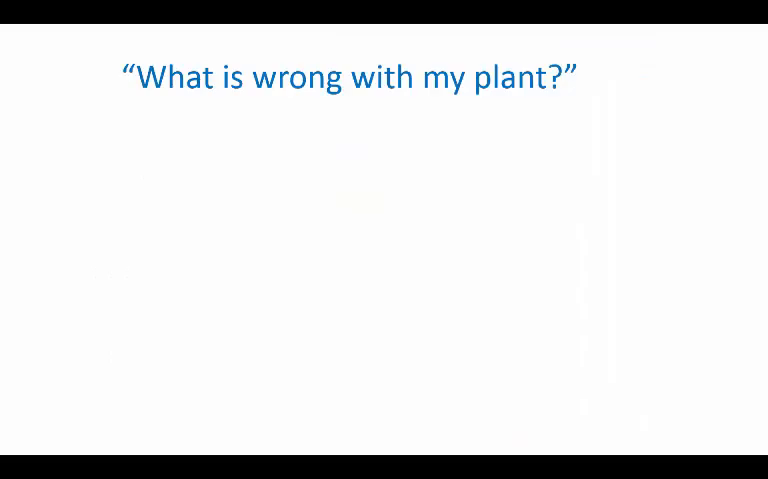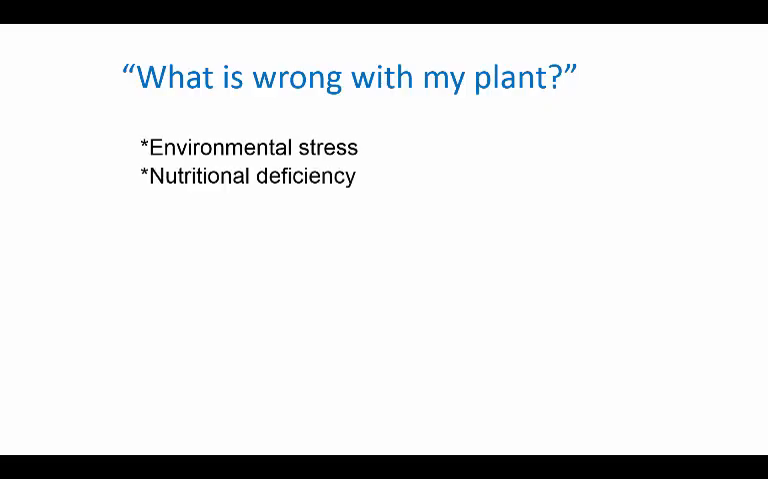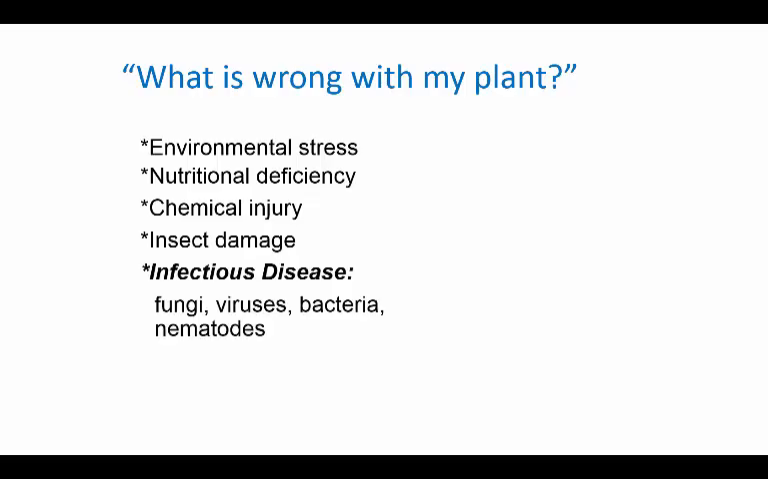There are many things that can go wrong with plant health, including environmental stresses, nutritional imbalances, chemical injuries, insect damage, and the plant diseases, which are caused by microbes, including fungi, viruses, bacteria, and nematodes. These factors can be intertwined. For example, certain nutritional imbalances may make plants more prone to certain diseases, and some insects can spread disease-causing pathogens. So it's important to think about overall plant health management.